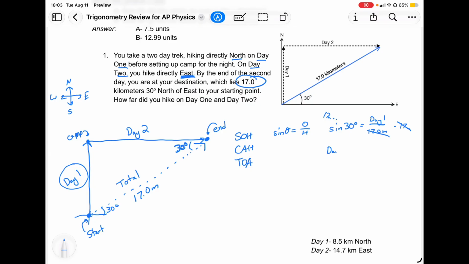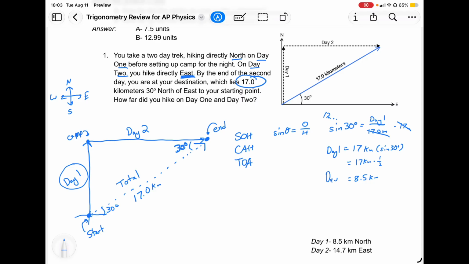So day one equals 17 meters, or sorry, 17 kilometers. I've been saying meters this whole time, but obviously we went further if we were hiking for 2 full days. So 17 kilometers times the sine of 30 degrees. We could plug this into the calculator if we wanted, but just remember that sine of 30 is actually 1/2. So this is 17 kilometers times 1/2, and that is going to equal 8.5 kilometers.